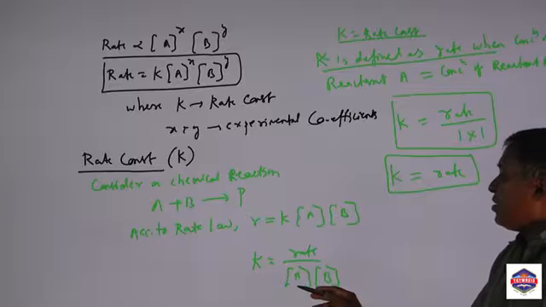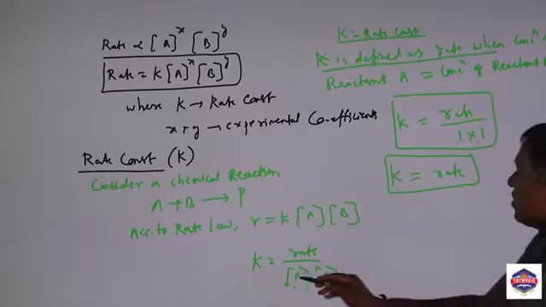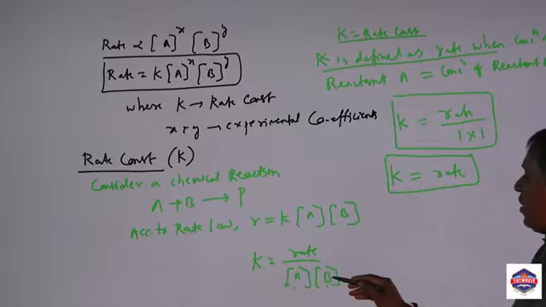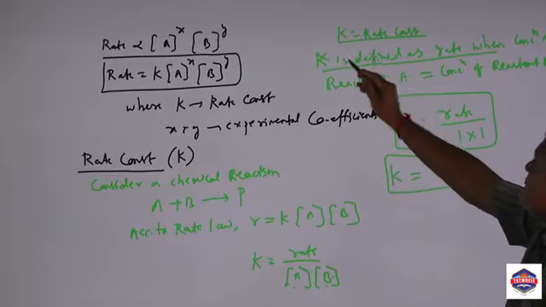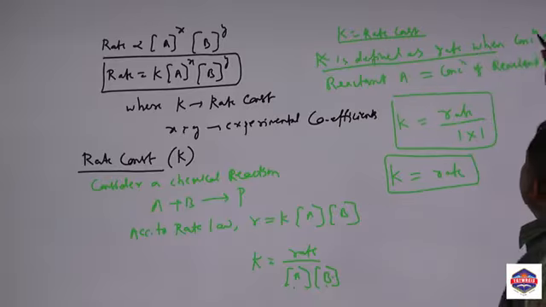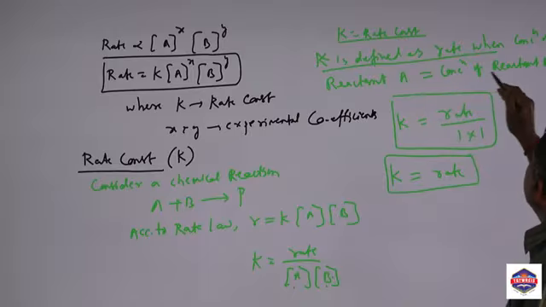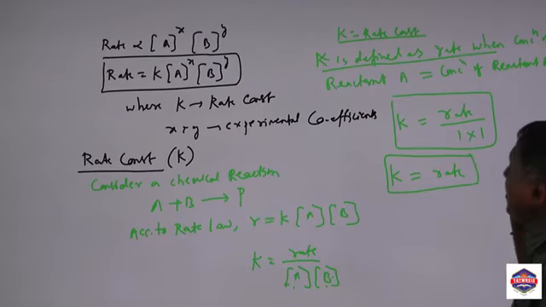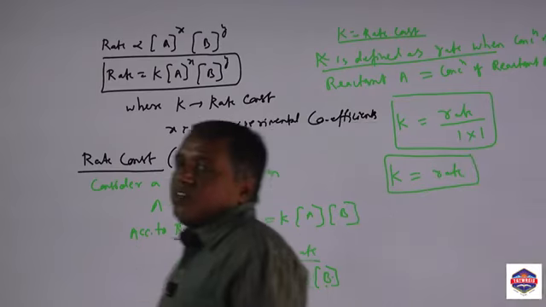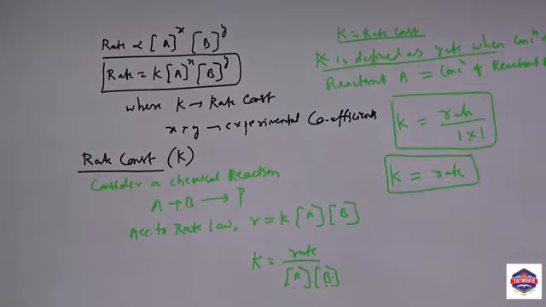Rate by concentration of reactant A and concentration of reactant B. If concentration of reactant A equals concentration of B equals 1, then K is equal to rate, or not? K is defined as the rate when concentration of reactant A is equal to concentration of reactant B is equal to 1, or unity. Then K is equal to what now? Rate by 1 into 1, or K is equal to rate. So this is the way of defining the rate constant.